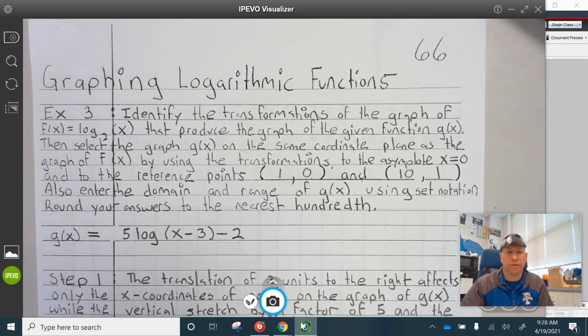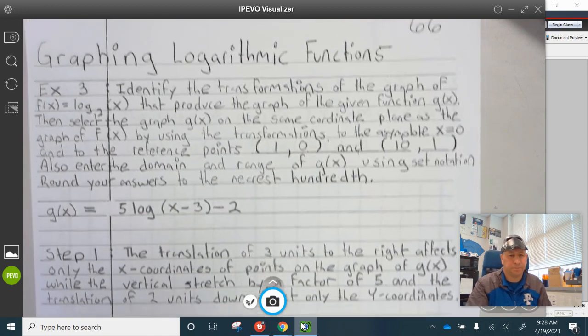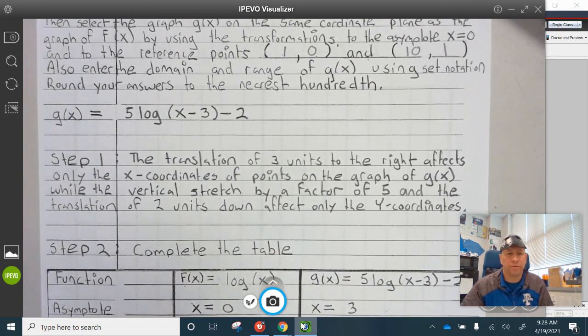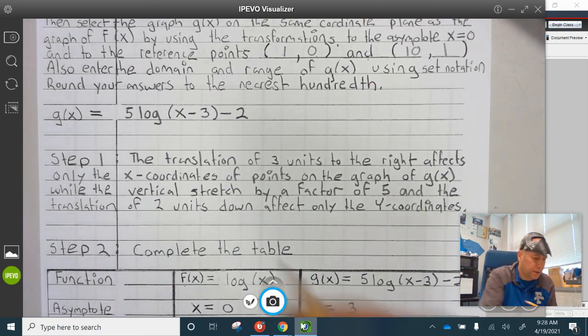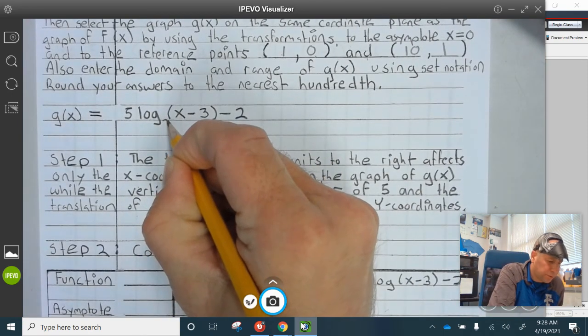Identify the transformations of the graph of f of x equals log base 2 of x that produce the graph of the given function g of x. Then select the graph of g of x on the same coordinate plane as the graph of f of x by using the transformations to asymptote x equals 0 and to reference points (1, 0) and (10, 1). Also enter the domain and range of g of x using set notation. Round your answer to the nearest hundredths. g of x equals 5 log of x minus 3 minus 2, and I should say log base 2.